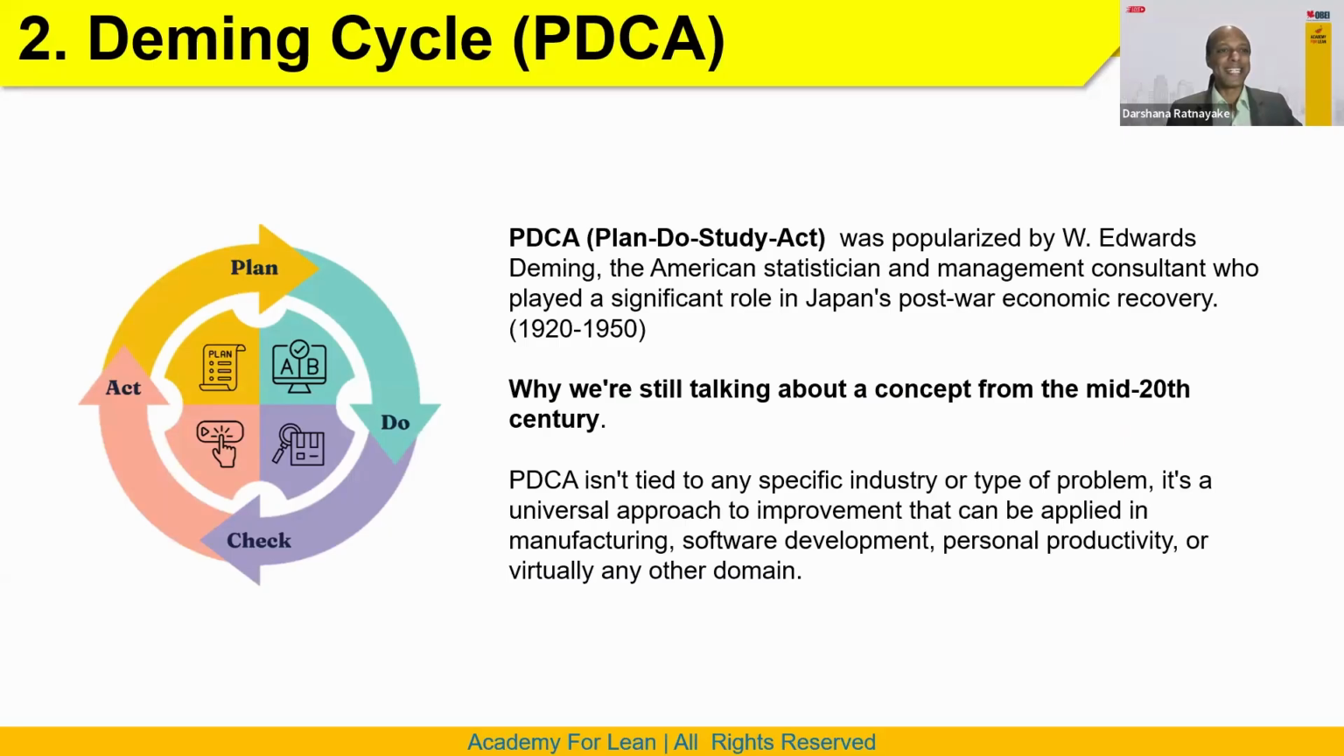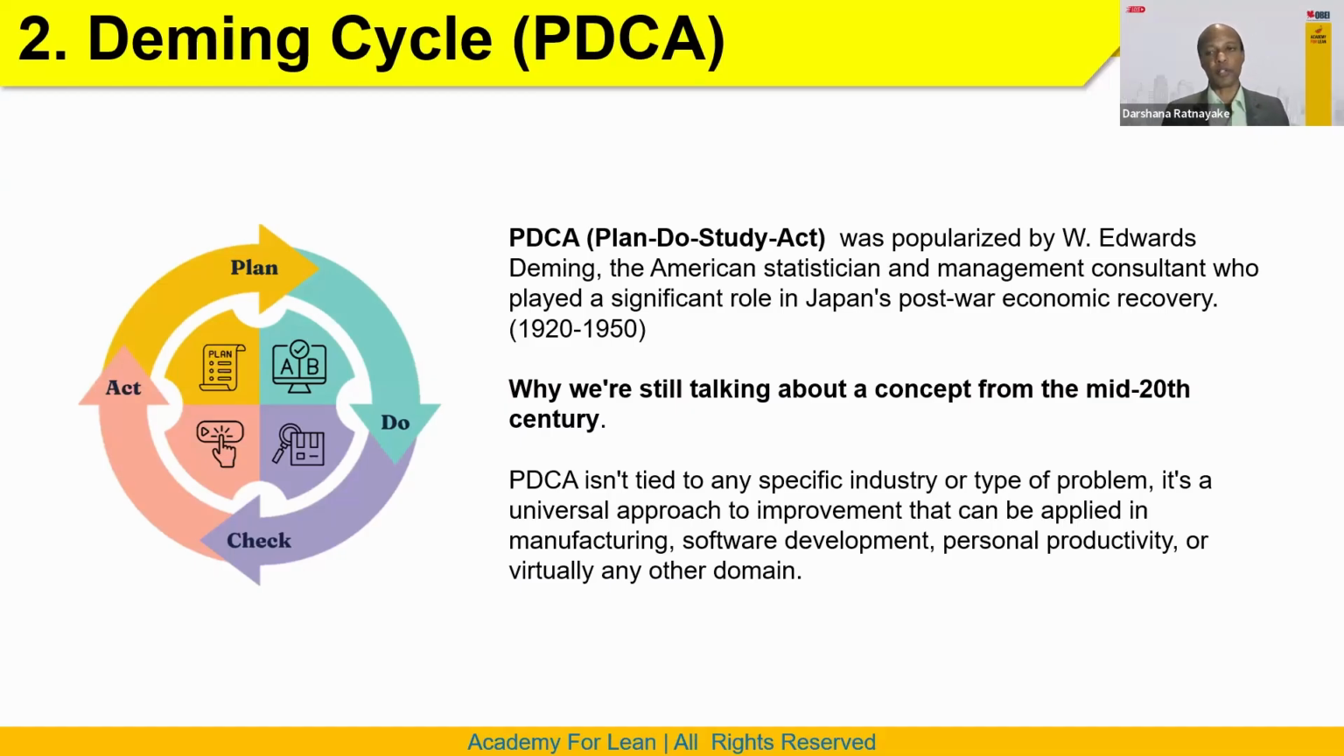Okay, we'll go to the next tool called the Deming cycle. Simply we call it PDCA, right? It was started by Dr. Edward Deming, the father of quality. That is why it's called the Deming cycle. It started around 1920 to 1950. He's the one who introduced this concept to the world.